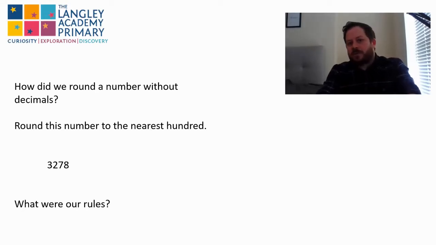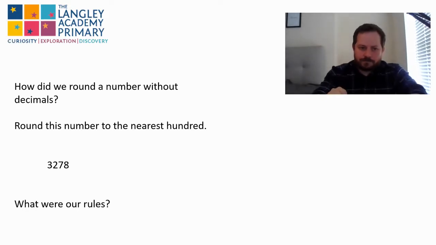So first thing I want you to try and do is try and remember our way of rounding numbers. I'll go through it with you afterwards. But what I want you to try and do is to round this number 3,278 to the nearest 100. And think about what our rules are on our way of doing it. And then I'll come back to how that helps. Have a go now, and then I'll explain it in a minute.